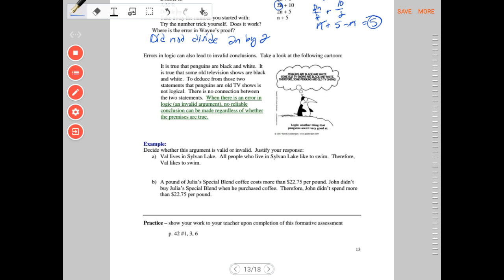Decide whether this argument is valid or invalid. Justify your response. Val lives in Sylvan Lake. All people who live in Sylvan Lake like to swim. Therefore, Val likes to swim. Seems reasonable? You decide. Pause the video, make a decision, and justify it.